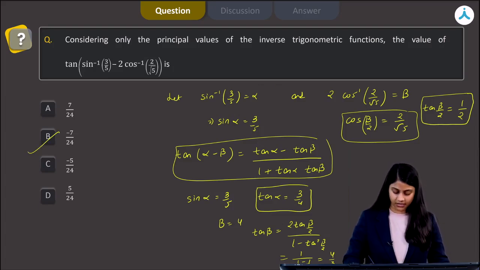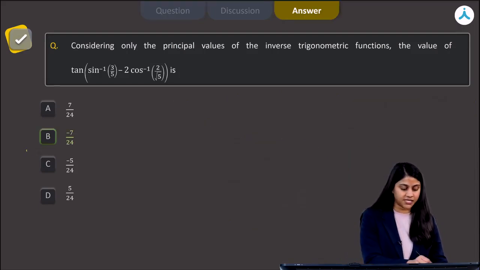That means option B should be correct. Now let us verify it. Yes, B is the correct answer.